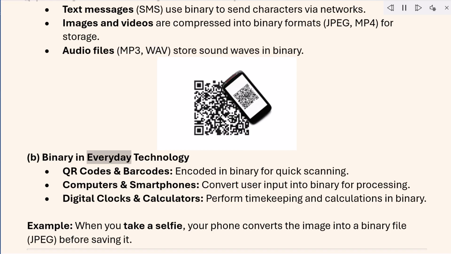B. Binary in everyday technology. QR codes and barcodes are encoded in binary for quick scanning. Computers and smartphones convert user input into binary for processing. Digital clocks and calculators perform timekeeping and calculations in binary. Example, when you take a selfie, your phone converts the image into a binary file, JPEG, before saving it.